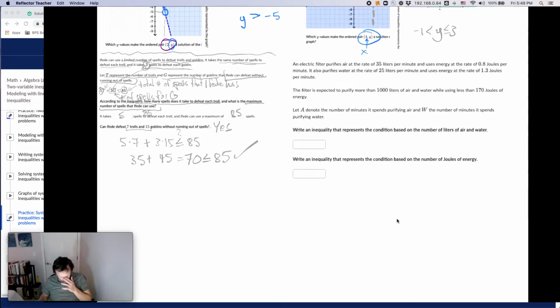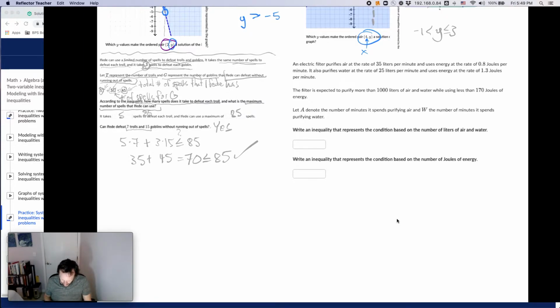So, and again, I'm going to read it fast, then I'm going to read it slow, make sure that I carefully read the problem. An electric filter purifies air at 35 liters per minute, using 0.8 joules per minute, and purifies water at 25 liters per minute, using 1.3 joules per minute. The filter is expected to purify more than 1,000 liters of air and water while using less than 170 joules of energy. Let A denote the minutes spent purifying air and W the minutes it spends purifying water.